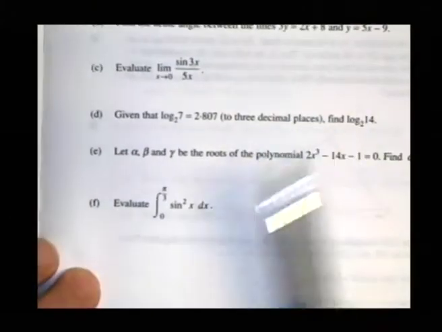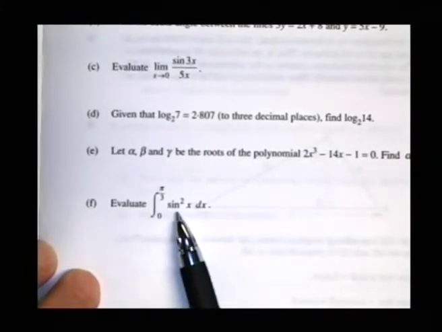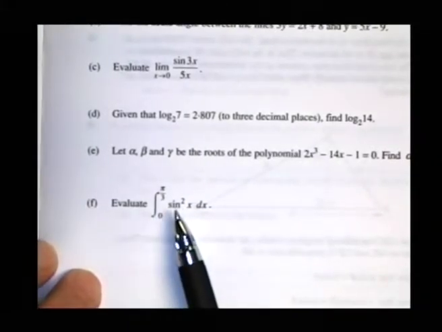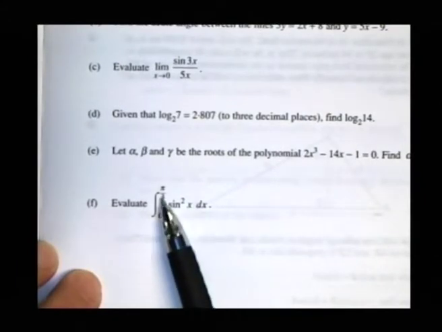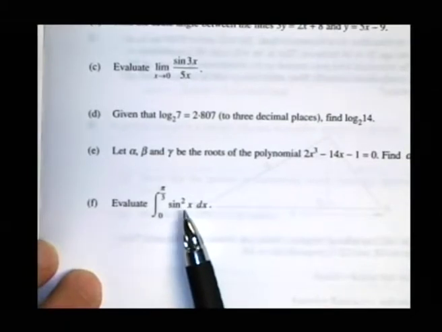And the third part that I mentioned is the bottom part of this question, the integral from 0 to pi over 3, but it's sine squared. We can't integrate sine squared. We have to change that into something we can integrate, and sine squared, you must know this formula, is equal to 1 minus cos 2x over 2. So you change that integrand into 1 minus cos 2x over 2.